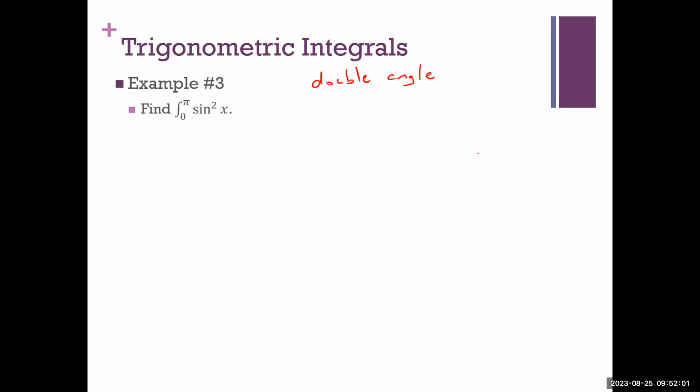Does anyone happen to remember what those things look like? That's one of them: sine of 2x is equal to 2 sine x cosine x. That is true, but I don't think that one's going to get in here. We have a square, we don't have a double angle. How about the double cosine identities?